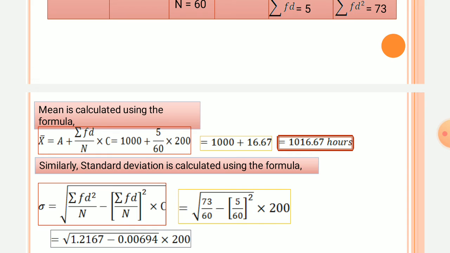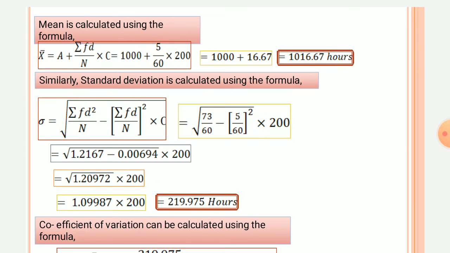Now the mean can be calculated as x bar is equal to a plus sigma fd by n into c. A is the assumed value 1000, plus sigma fd, 5, divided by 60, into 200. 1000 plus 5 twos are 10, 1000 by 60, that is 16.67, is equal to 1016.67 hours.